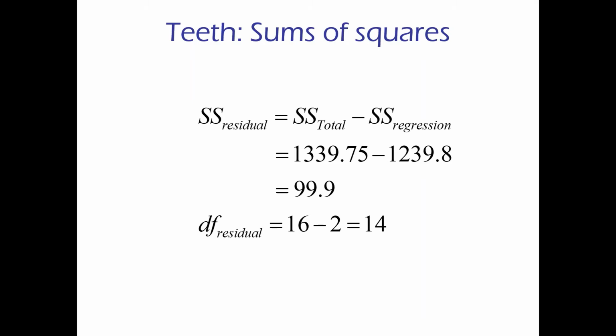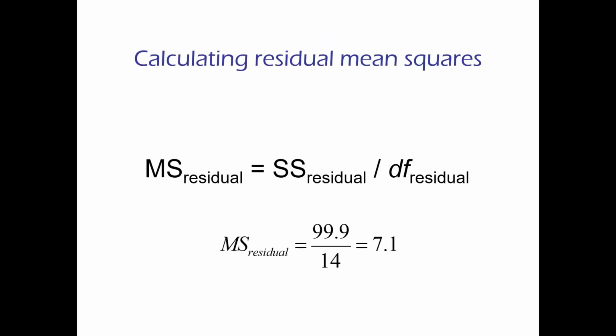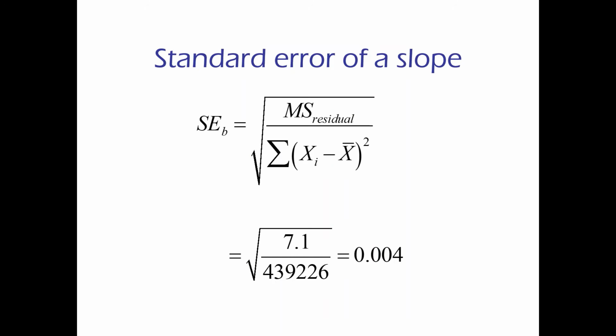The degrees of freedom residual is n minus 2, where n is 16. So we have 14 here. With the SS residual and DF residual, the calculated mean square residual is 7.1. Now, following the formula for the standard error of the slope, we can get a value of 0.004.